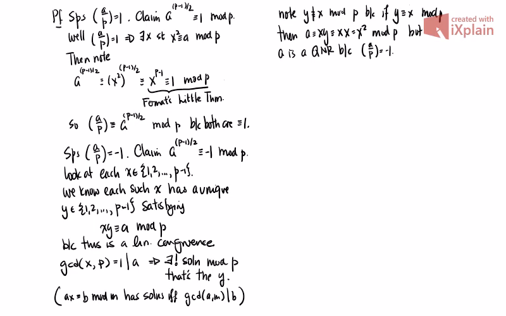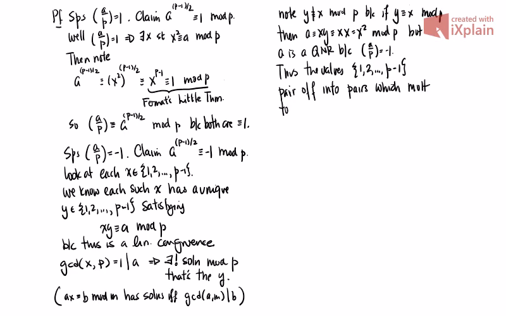Right? So what we get here is, if we look at all of these values, these pair off into pairs that form a product of a. These pair off into pairs which multiply to give a. And there are (p minus 1) over 2 such pairs.